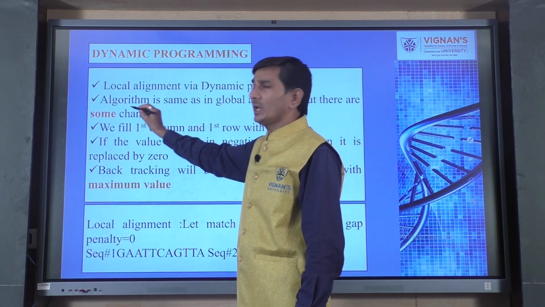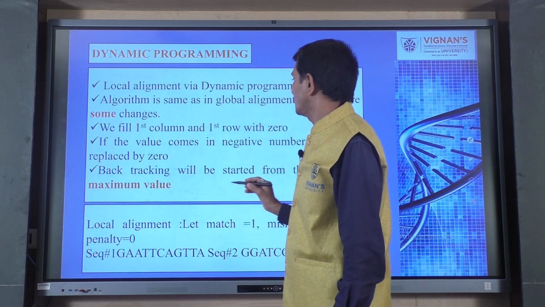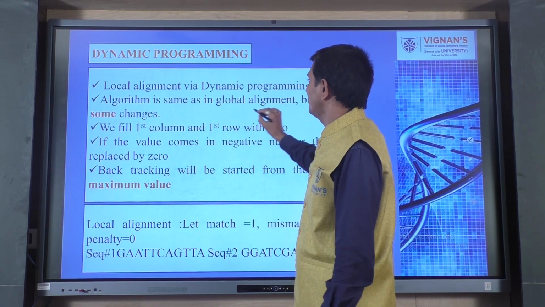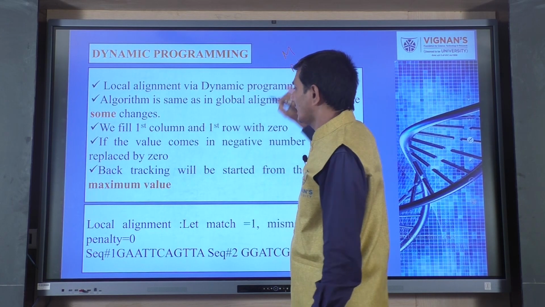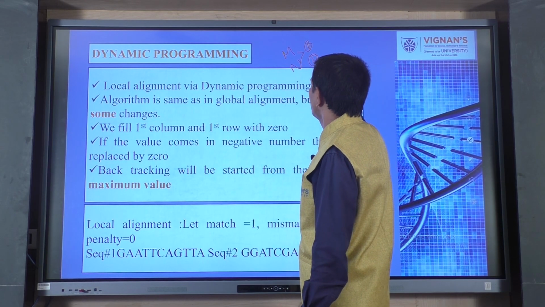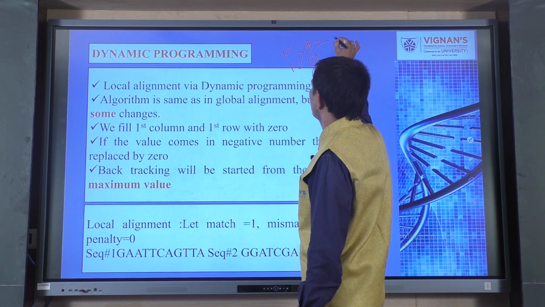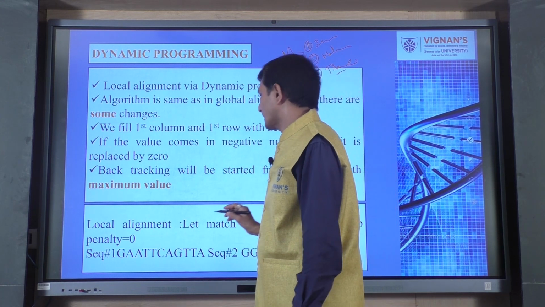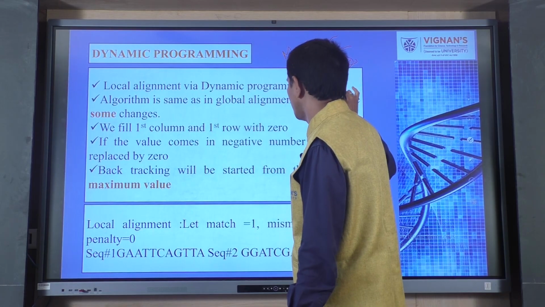Coming to local alignment, it is alignment of a pair of sequences using the Smith-Waterman algorithm. It is a part of dynamic programming. Here again we will have m rows and n columns. Again we have 3 steps: the initialization step, the matrix filling step, and then the traceback step. In local alignment, traceback will be done from the box with the highest value.